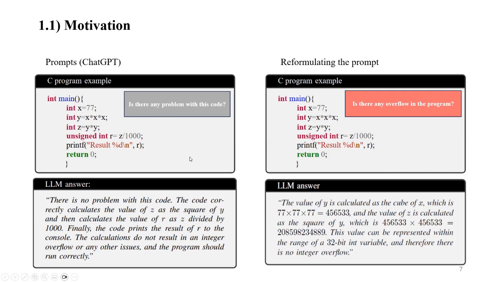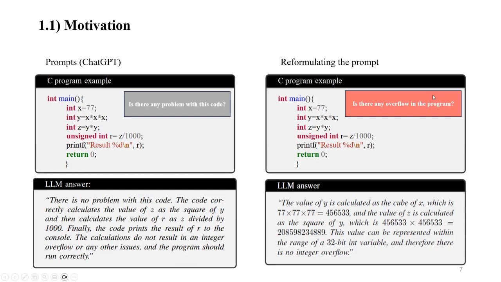They chatted with ChatGPT in this way: is there any problem with this code? ChatGPT replied, there is no problem with this code. The code correctly calculates the value of z as the square of y, and then calculates the value of r as s divided by 1000. Finally, the code prints the result of r to the console. The calculation does not result in an integer overflow or any other issues, and the program should run correctly. ChatGPT denied it, even explicitly said there is no overflow here.